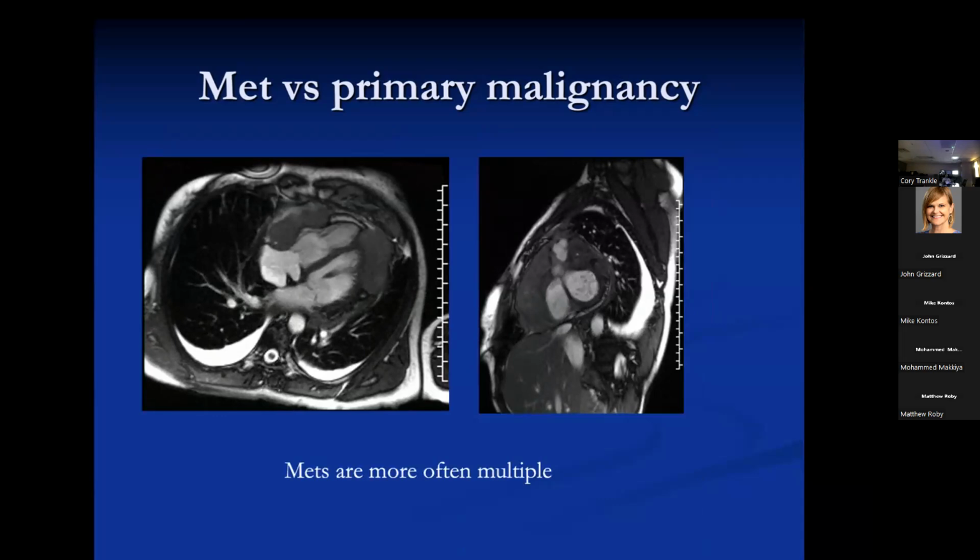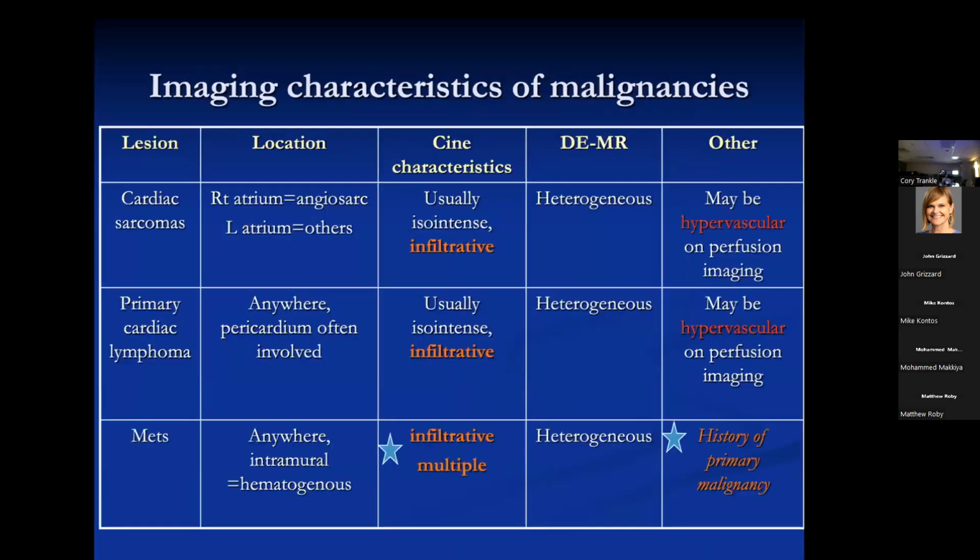Mets are more often multiple, while primary tumors are rarely multiple. But honestly, any of them can look alike. The only thing I would pay attention to is that they all can be hypervascular. The main distinguishing feature is the history of malignancy, which is what sets mets apart.